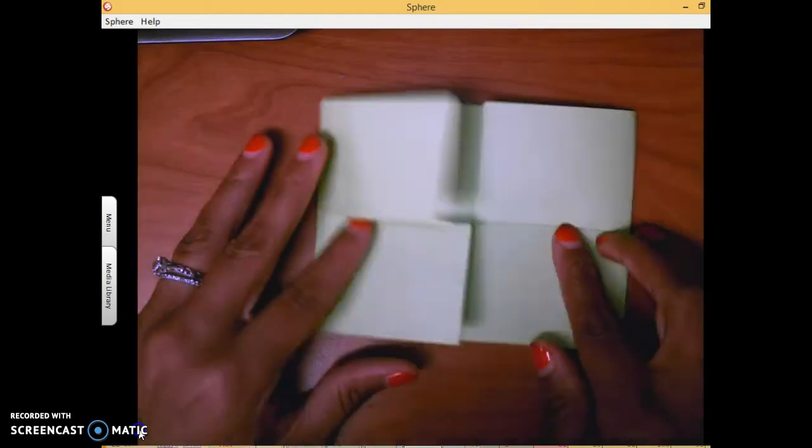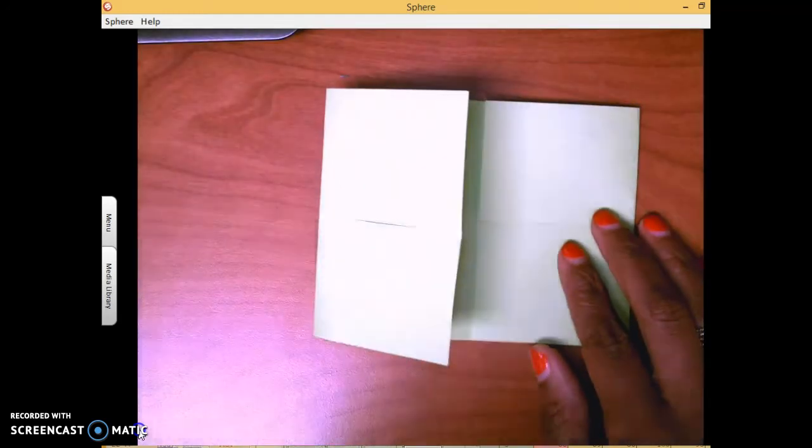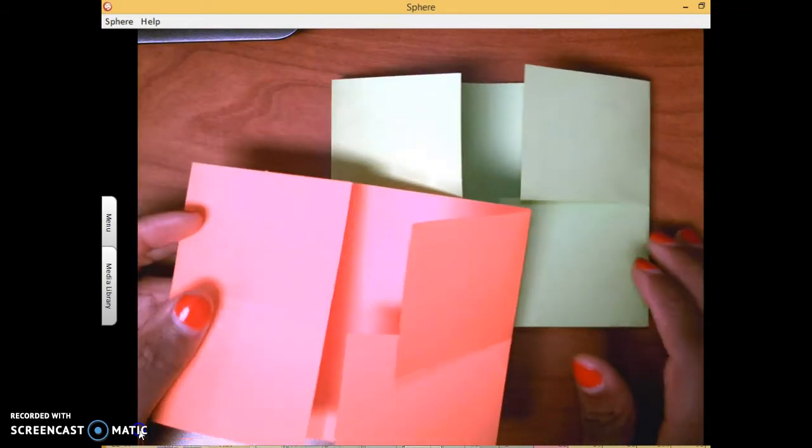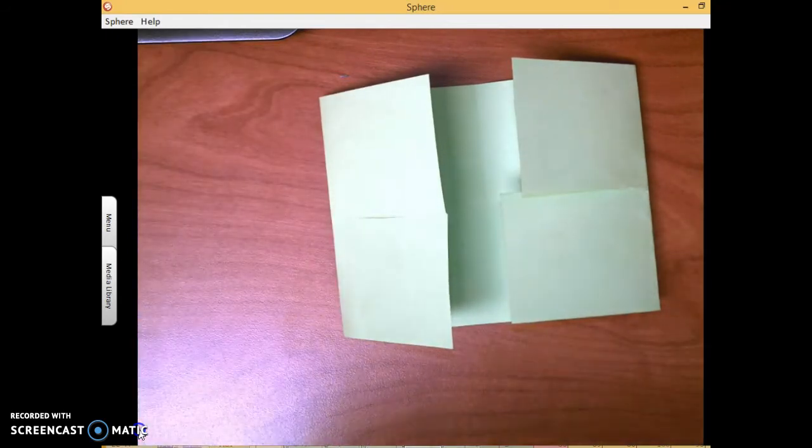What you also should do is do the same thing with the other sheet of paper, so you have 2 that look exactly the same. Go ahead and pause the video, do both sheets of paper, and then come back to me. All right, so now you guys should be back.